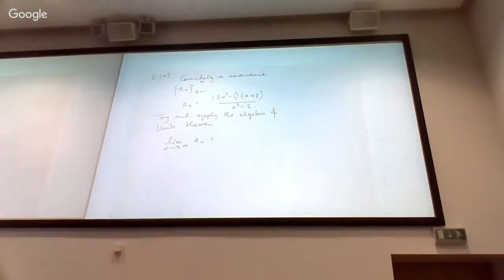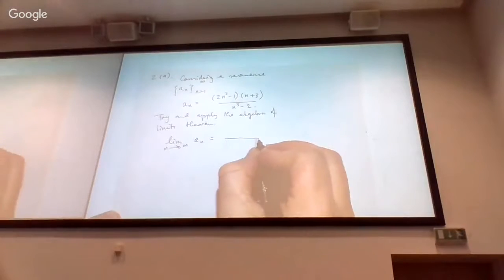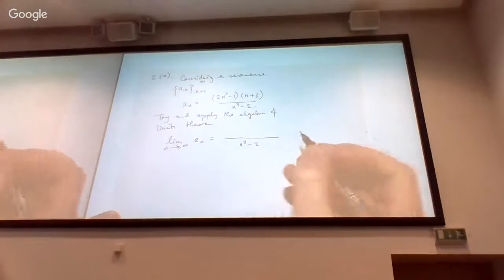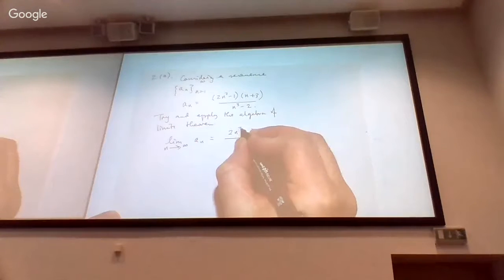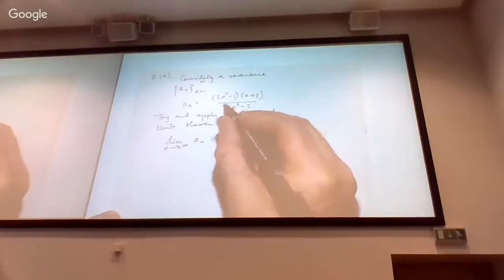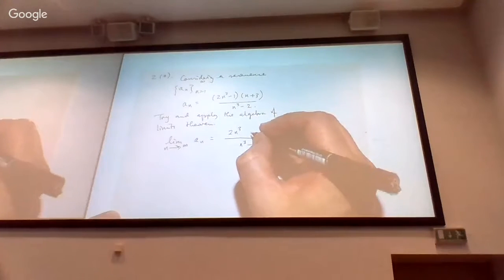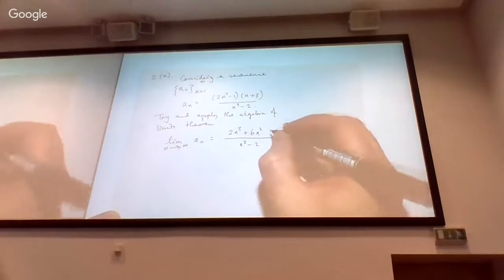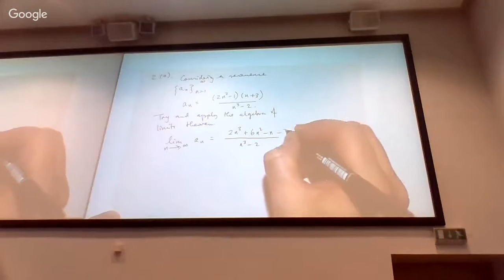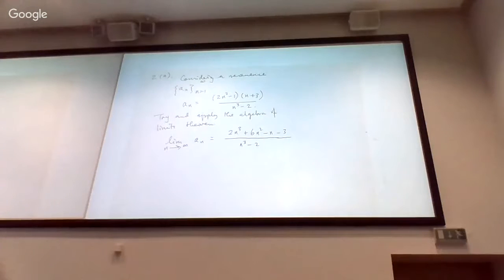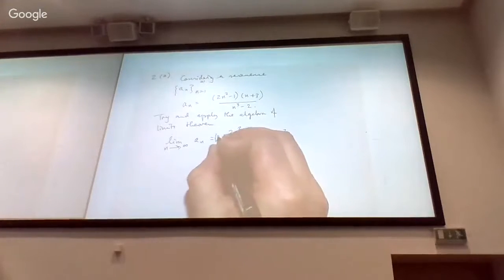So what we've got here looks like a quotient, but we should maybe multiply out the top to see precisely what it is. Multiplying out the top, we would get 2n cubed plus 6n squared minus n minus 3, and we've got n cubed minus 2 on the bottom. So we've got a good picture of the numerator and denominator. We'd be seeking now to apply the algebra of limits theorem, but we need a little bit of preparation for it.